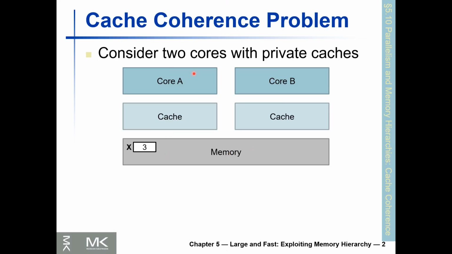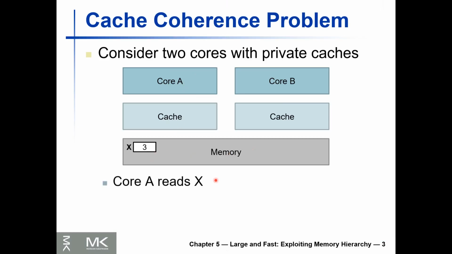And let's assume that core A reads X. So if core A reads X, what's going to happen? We're going to bring X into the cache of core A. Now let's assume that core B reads X. What's going to happen with X now? Same thing. X is going to come to core B, and it has to go into the cache of core B on its way. So now each of core A and core B has X inside of their cache.